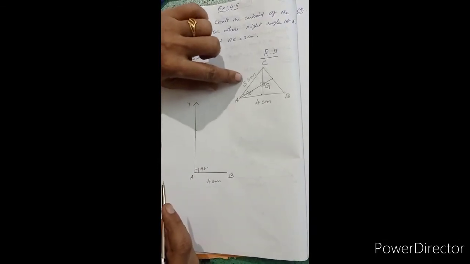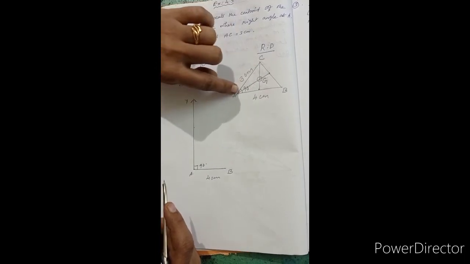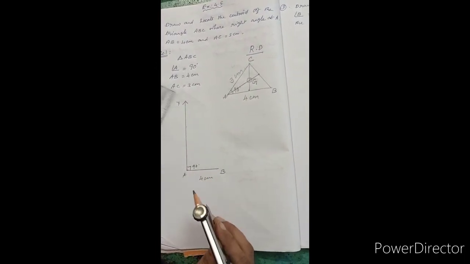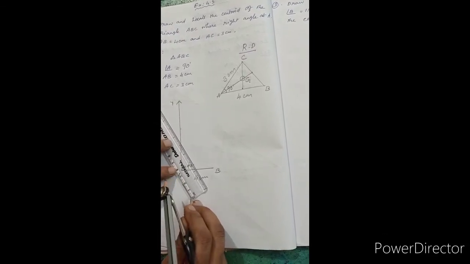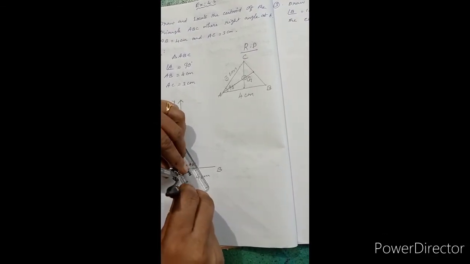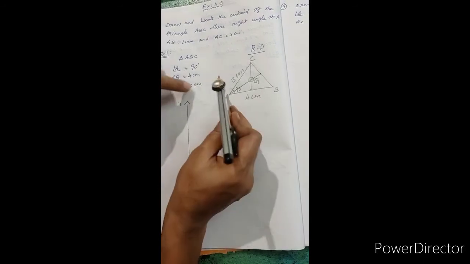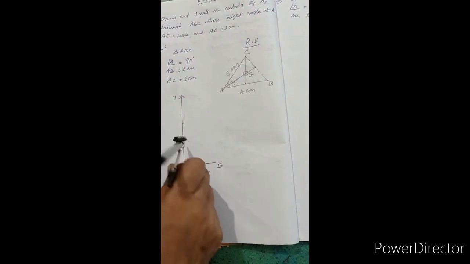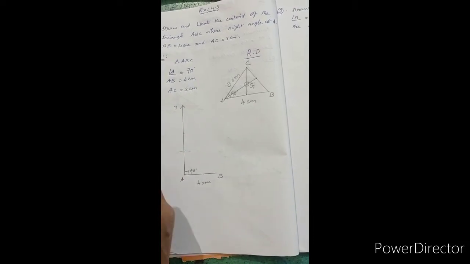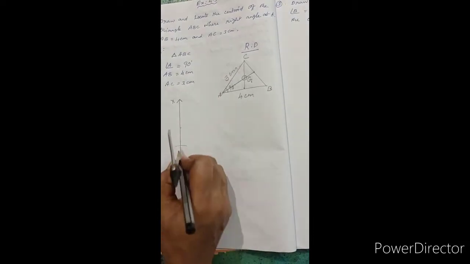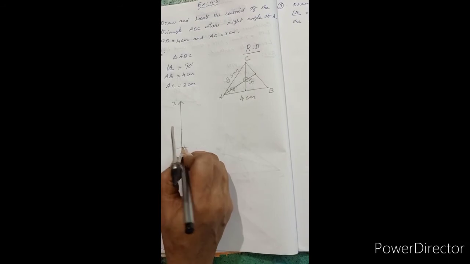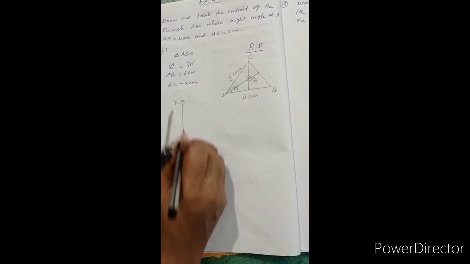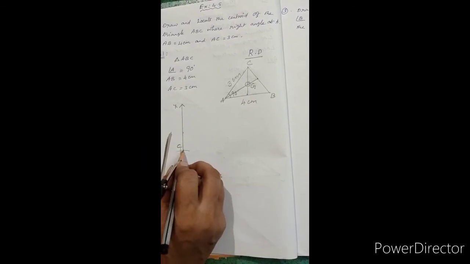Now here 3 centimeter. AC side is 3 centimeter. So take 3 centimeters radius in our compass. A is center. Draw one arc along this ray AX, which cuts at C. This arc intersects the ray AX at C.